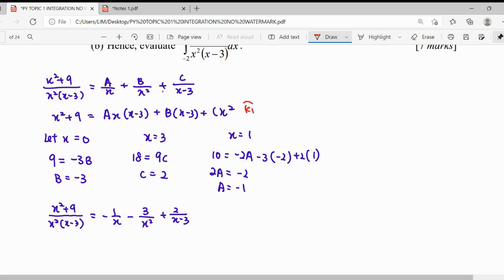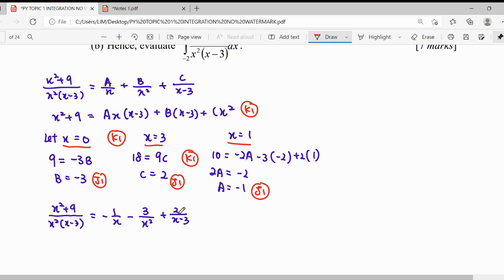So the first concept is how we get this equation. Then if you have three unknowns, you must have three values of x to substitute. That will be our concept. Then we find out what is our B, what is our C, what is our A. So this is the concept where we solve our equation to find A, B, C. So this is our 6 marks.